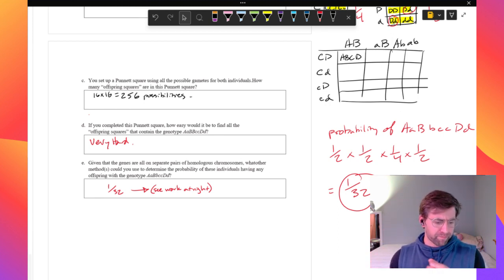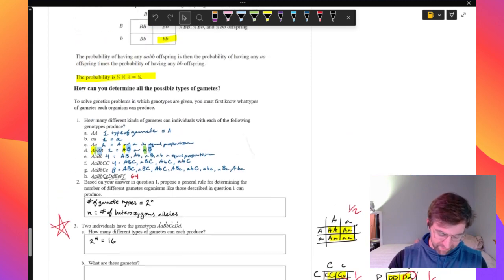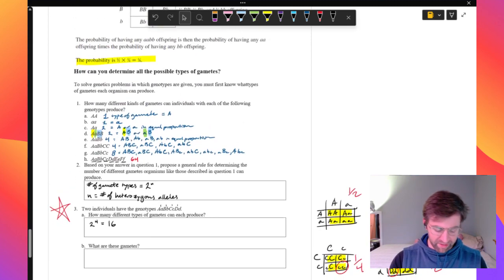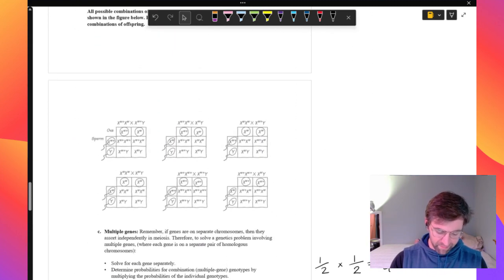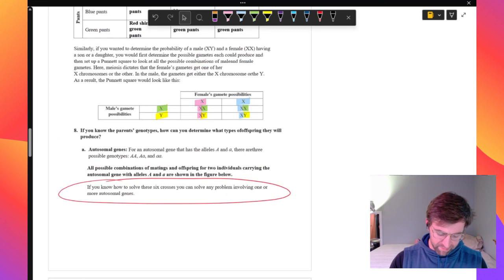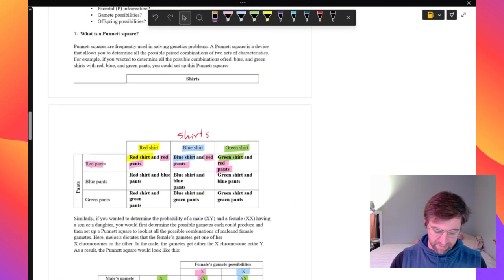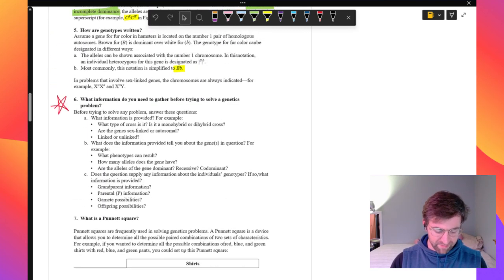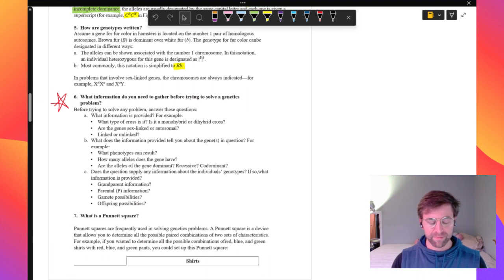Okay, that is our worksheet. Good luck on your exams. Review all of those things that I put a star on. They're very likely to show up. Spend some time with Punnett squares. Spend some time with this flow.